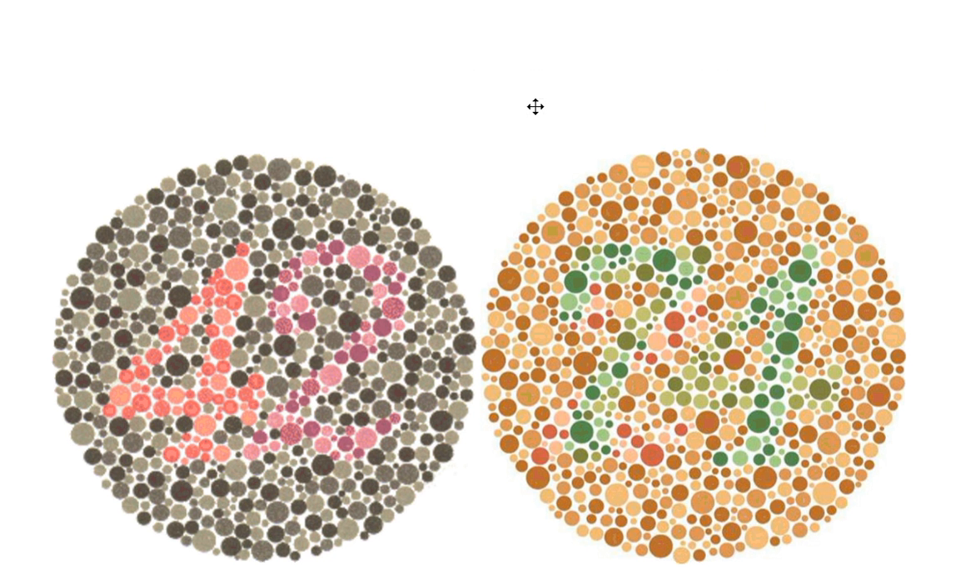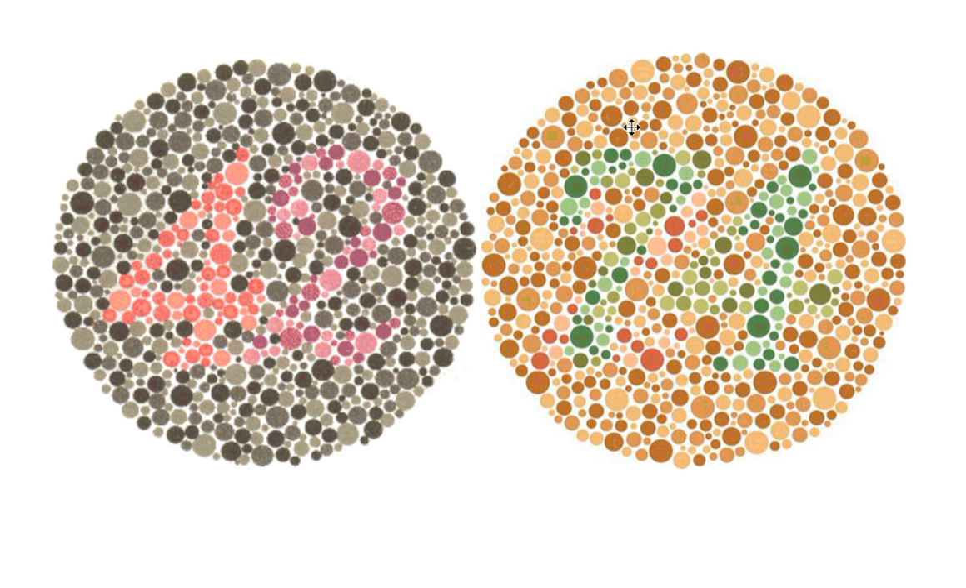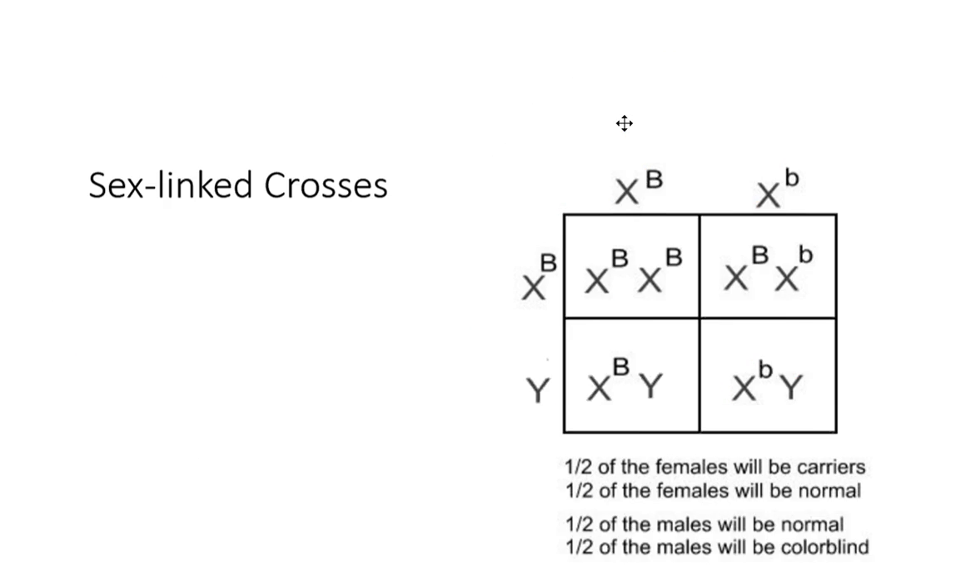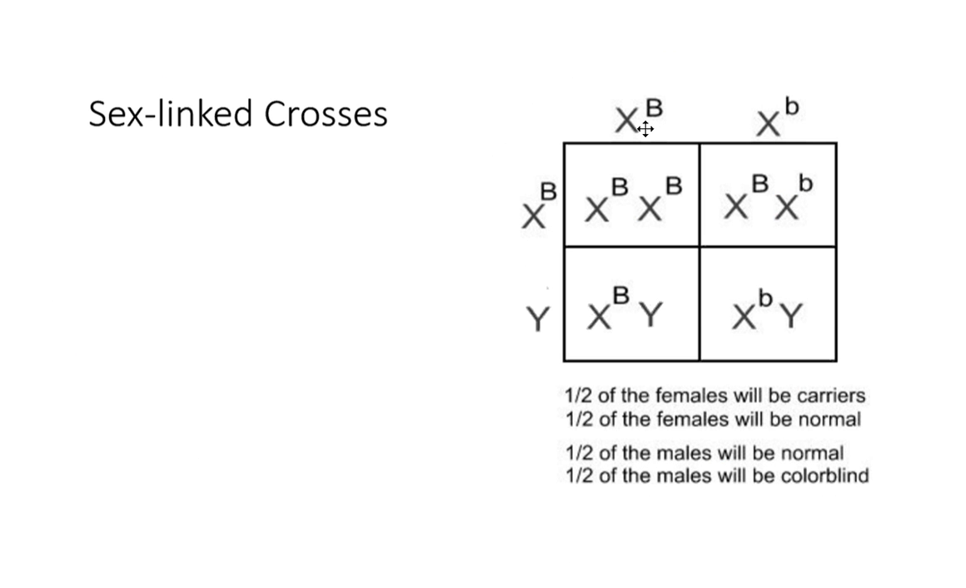Here's a picture: if you can't see the 42 and the 74, you might be colorblind. And again, colorblindness is more prominent in males, but that doesn't mean that females can't have colorblindness. Hemophilia is another sex-linked disorder. Marfan syndrome is one. There are several sex-linked disorders that are associated with genes only found on the X chromosome.